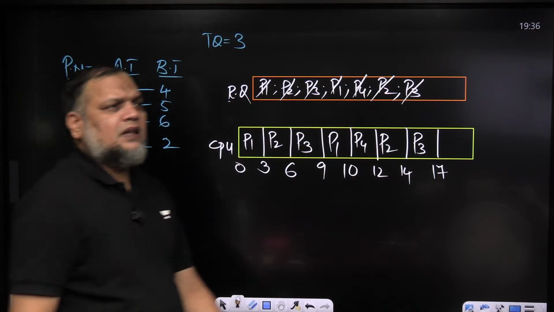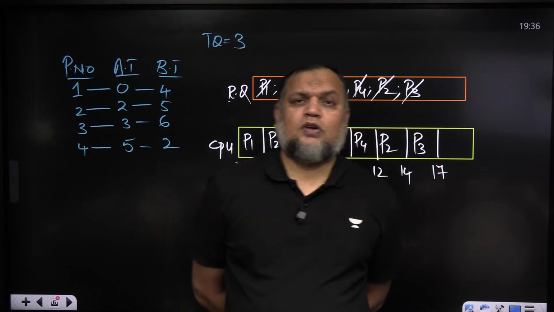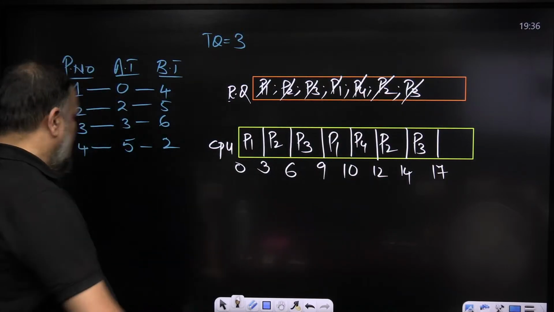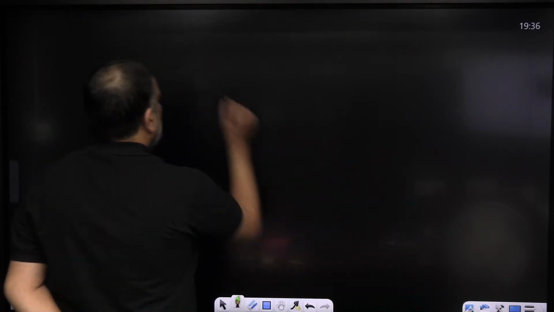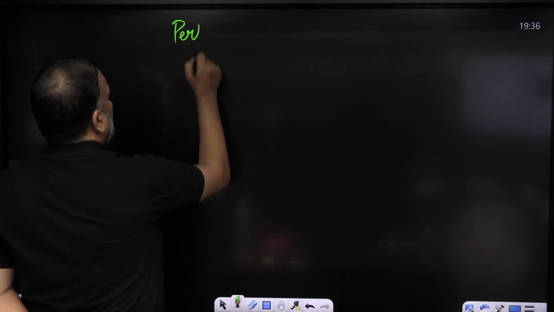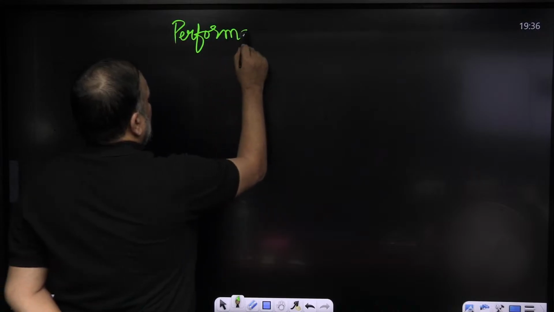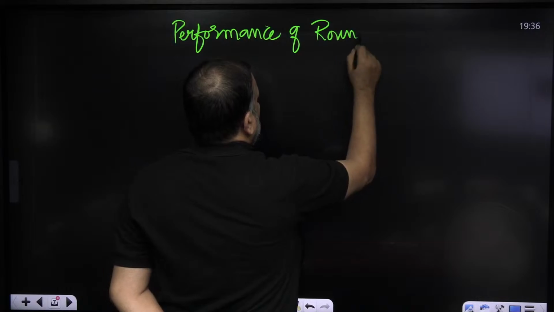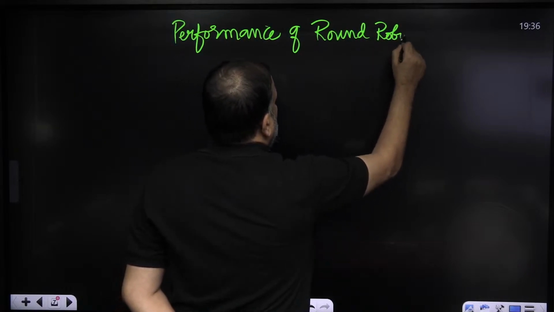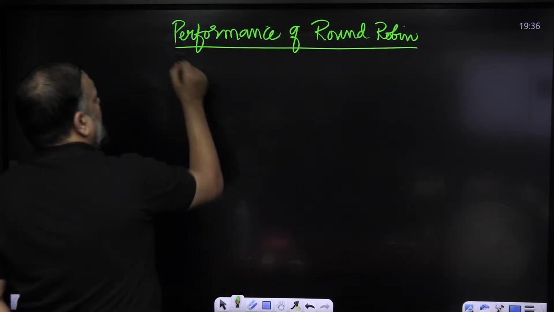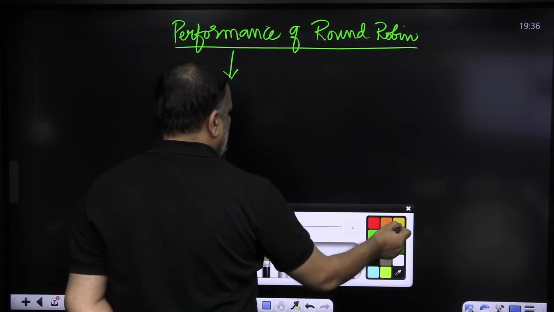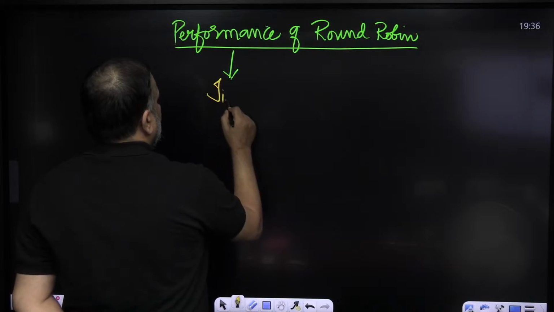अब बेटा इसके बाद हमें देखना होगा कि what is the performance of round robin. राउंड रॉबिन का परफॉर्मेंस क्या है, परफॉर्मेंस किस फैक्टर के ऊपर डिपेंड करेगा. चलिए नेक्स्ट स्लाइड पर हम वर्कआउट करने की कोशिश करेंगे. Performance of round robin. Performance of round robin invariably depends on time quantum.